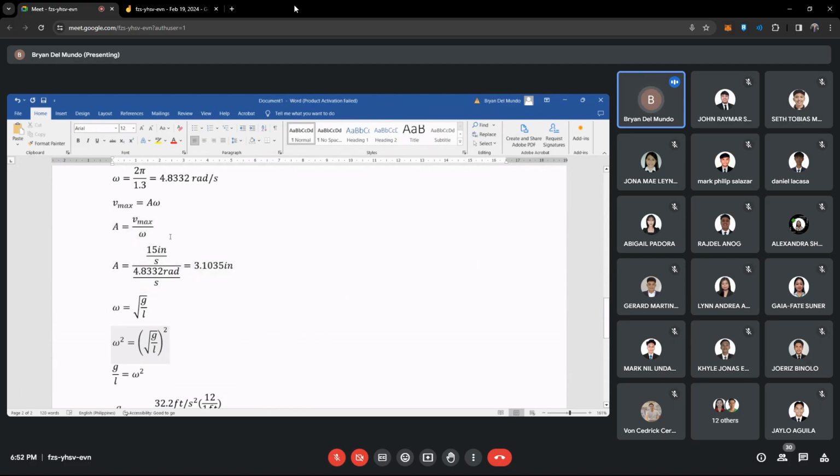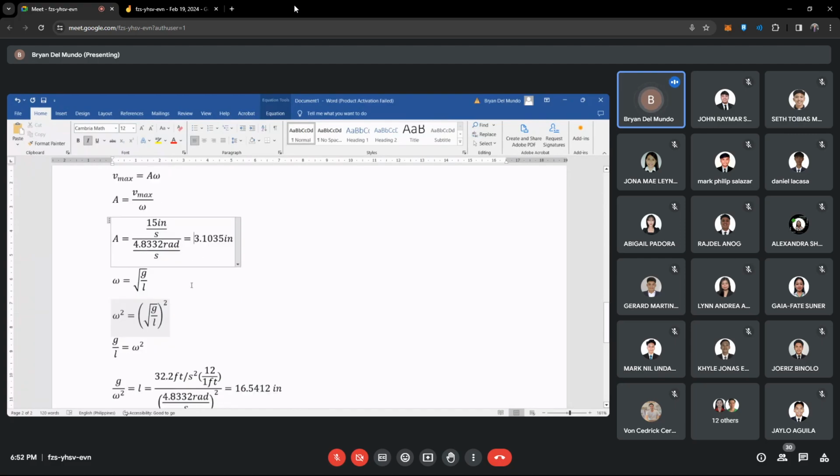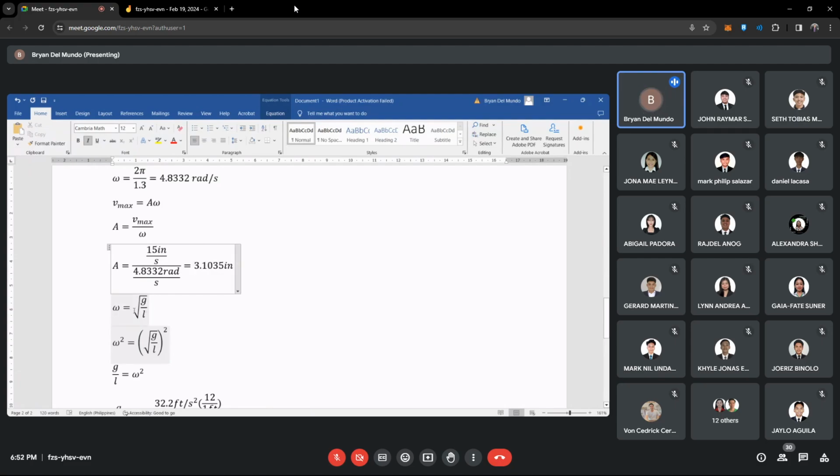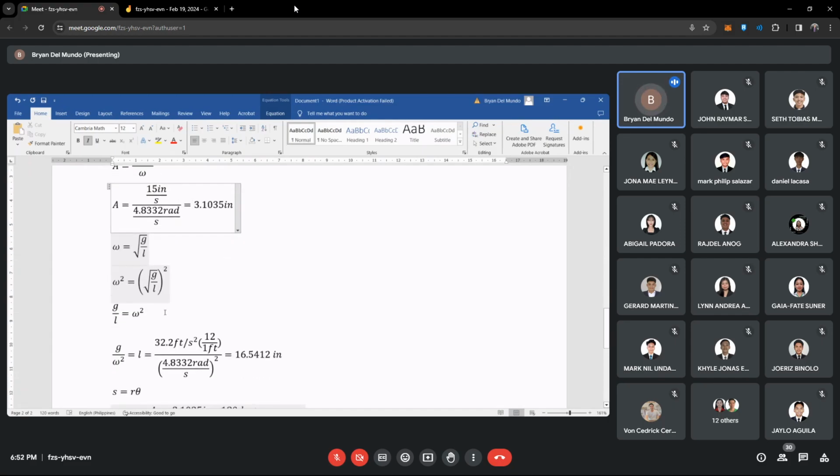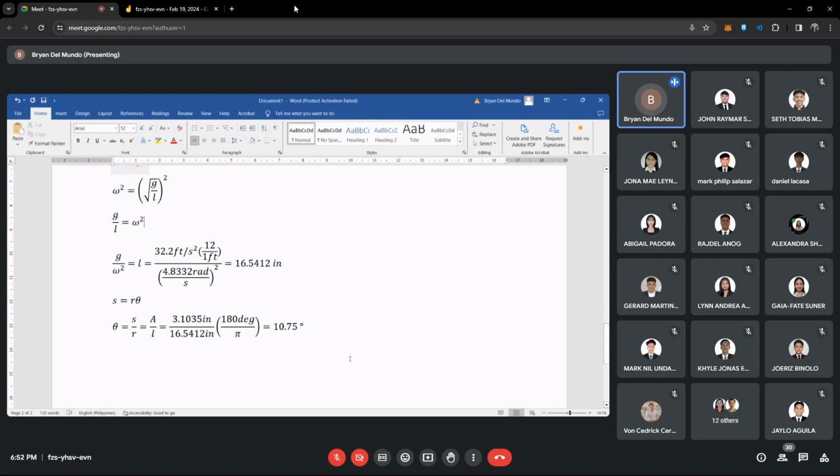So the value of our amplitude is 15 inch per second over 4.8332 radian per second. So we have here our value of amplitude is equivalent to 3.1035 inch. So now, we try to solve naman the omega n, the length of our pendulum. Since we have here our given omega n and yung value ng ating g or yung acceleration due to gravity. So nakuha natin yung value ng L as 16.5412 inch, and then we try to solve naman yung value ng ating theta.